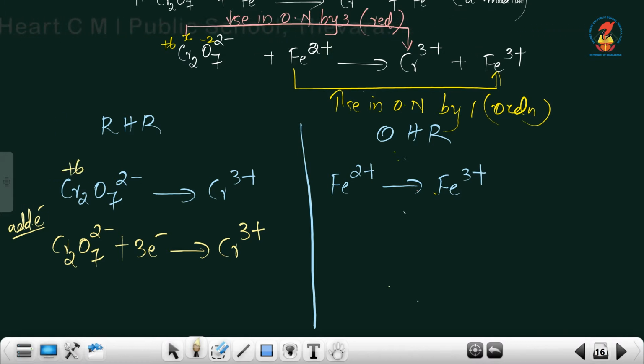Here chromium is plus 6, it changes to plus 3. So there is a decrease by 3. Since it is a decrease in oxidation number, add that 3 electrons on the left hand side.